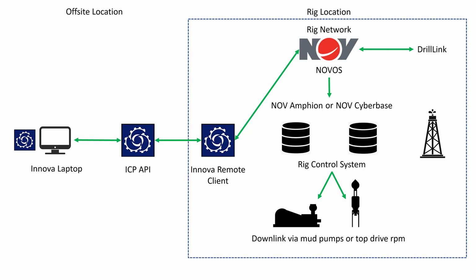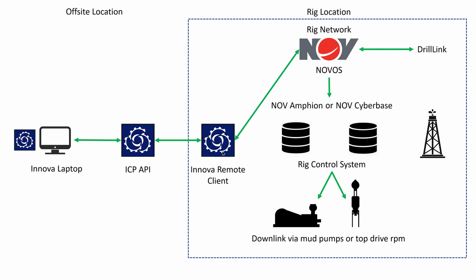This video intends to guide the user through the process of installing and setting up the Innova remote client application on a device on the rig network, so that it can communicate with both DrillLink and WellSeeker Pro installed on a remote PC. The Innova remote client is only required if the WellSeeker Pro PC is outwith the rig network. WellSeeker Pro communication from a remote location is handled solely by the Innova remote client.